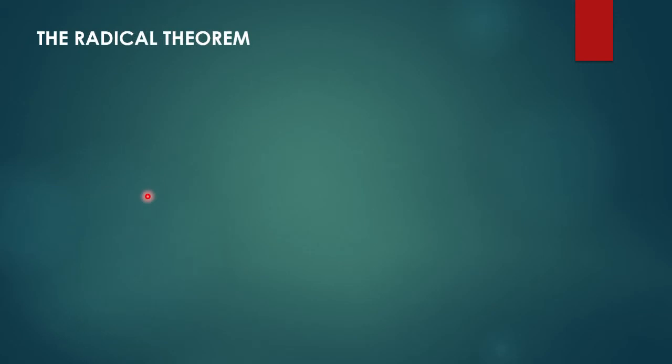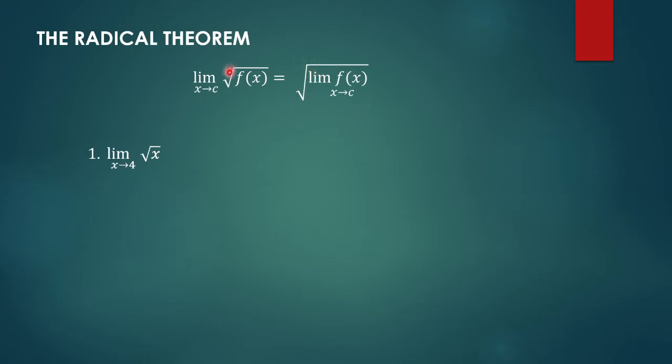For radical theorem, let's say we have the limit of the square root of x as x approaches 4. Following this theorem, we can have the square root of the limit of x as x approaches 4. To evaluate, the limit of x as x approaches 4 is 4. Taking the square root of it is 2.